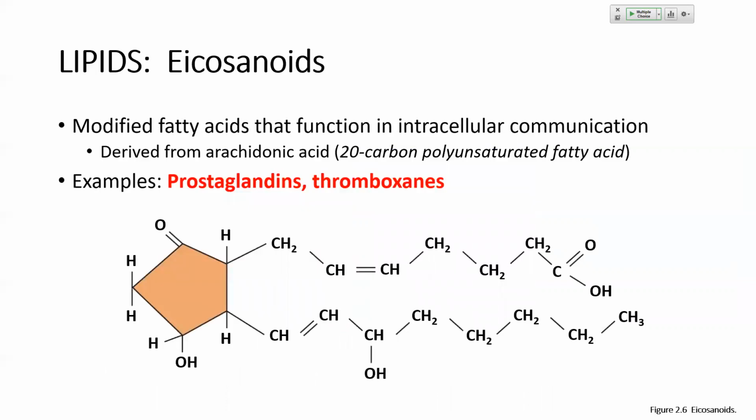All right, eicosanoids. So our next class of lipids are eicosanoids, and these are basically modified fatty acids. So we take a large polyunsaturated fatty acid, like arachidonic acid, which is a lot of fatty acids attached to each other, a long chain, and it basically folds on itself in the presence of certain enzymes, and we create these molecules called eicosanoids.